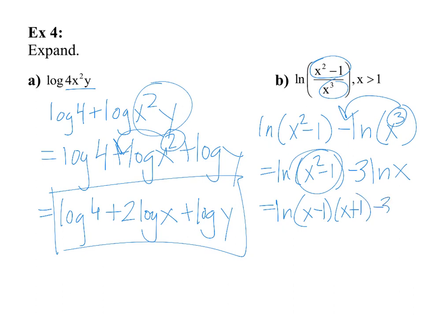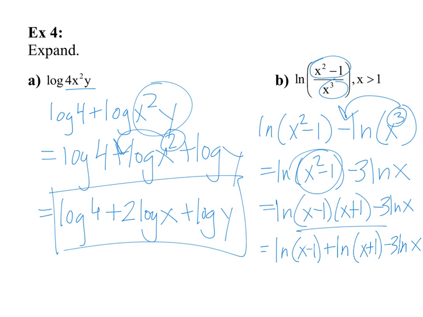Then this is a difference of squares here, so I could factor that. All right. Then I have a product here, so I could rewrite that as a sum of logs. Let me cross that out there. Okay, so all right, back to it. Minus 1, then I have plus ln of x plus 1, and then minus 3 ln of x. And I think I'm done here. Yep, that's all we could do. We expanded it as much as possible. On to the next example.